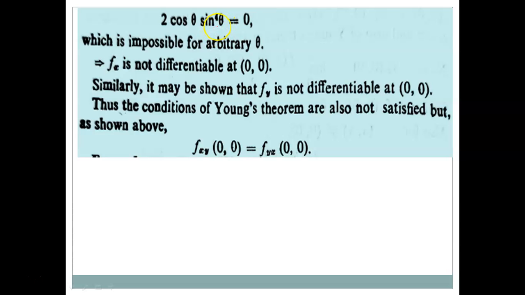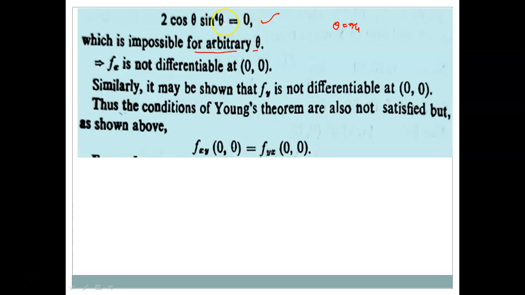Now for the arbitrary value of theta, I can take anything. Suppose I take theta equal to pi by 4, meaning 45 degrees. You know cos 45 is 1 by root 2, and sin 45 is also 1 by root 2. 1 by root 2 power 4, times 1 by root 2, means in total 1 by root 2 power 5, and 2, equal to 0. So this is not true. So for arbitrary value of theta, this equation cannot hold.